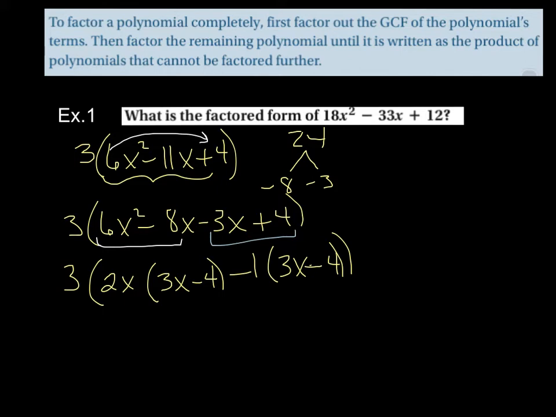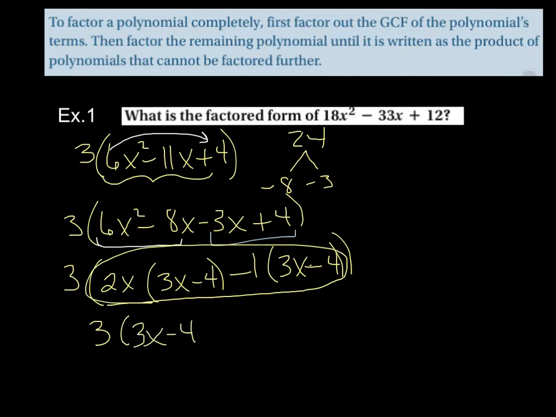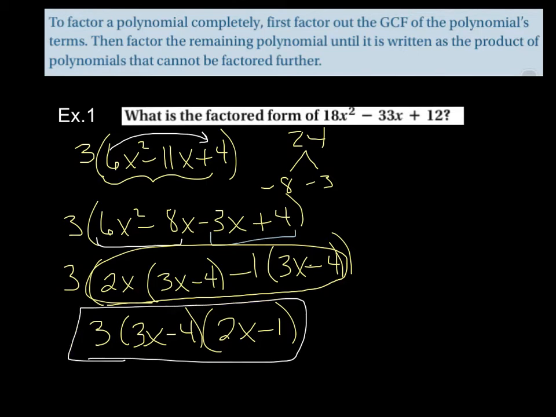So now what I'm looking at is I've still got the 3. And now when I look inside of this group here, I see again there's that common factor of 3x minus 4. And when I pull the 3x minus 4 away, I'm left with a 2x minus 1. And there is going to be my completely factored form of 18x squared minus 33x plus 12.